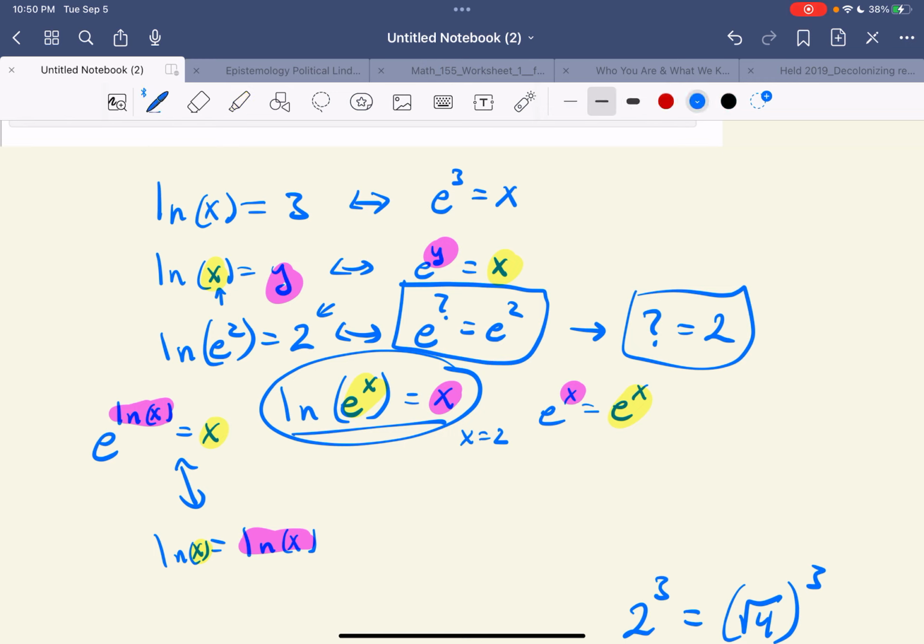These are called identities. No, wait, what am I thinking of? Sorry, these are inverse functions. Sorry, it's late. It's almost 11.